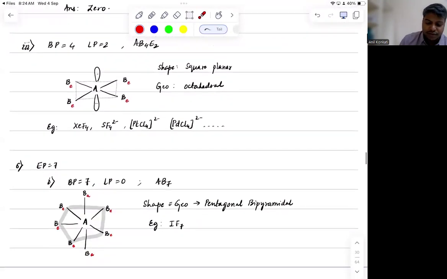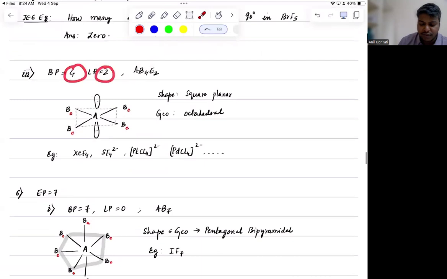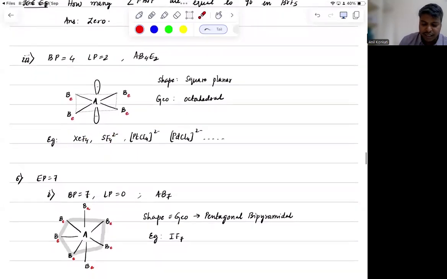Next. Four bond pairs, two lone pairs, right? In this case, the shape is square planar and the geometry is octahedral. So XeF4, SF4, ICl4 minus, these are all the cases. Here the bond angle is always 90. Between these two, 90, 90. Here this will be 180 and 180.